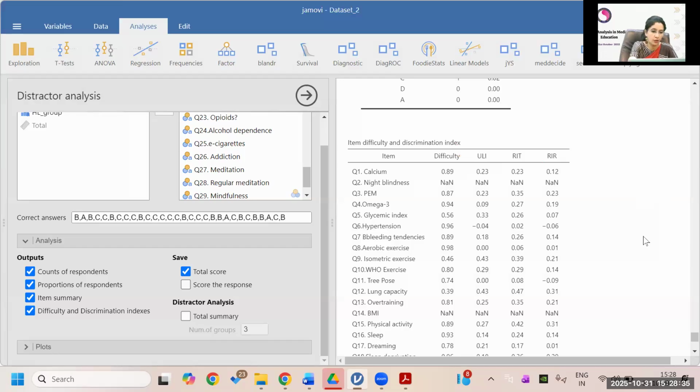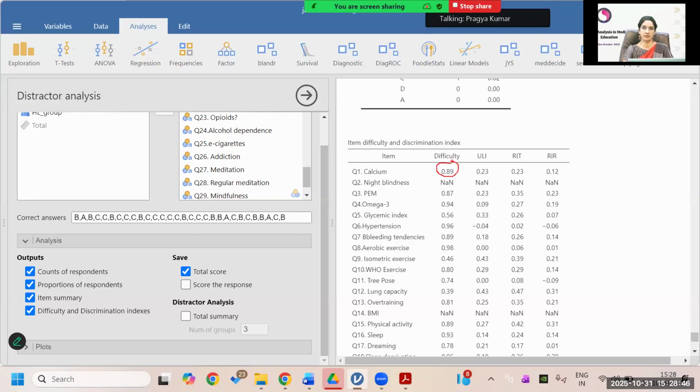Now, if you have to comment on the first question, the difficulty is 0.89. So we can say it is an easy question, because generally we keep it as 0.3 to 0.7. I am talking about norm referenced, like we discussed about the norm and criterion referenced. If you wish to have a criterion reference test and you wish some question to have a very easy level, that is up to you. Again, if you see the ULI, it is 0.23, it should be up till 0.2, but this is very less, 0.12.